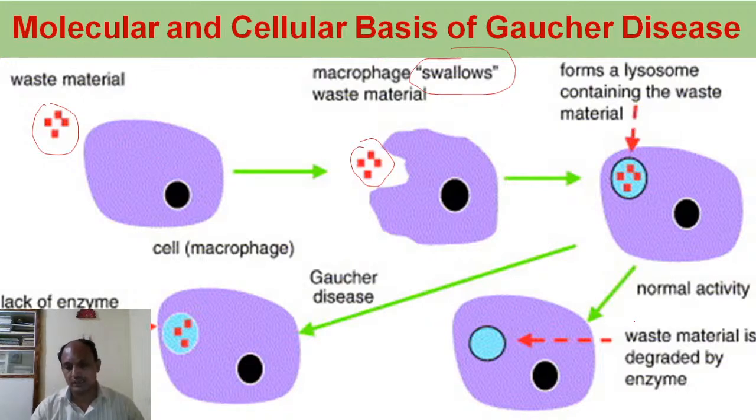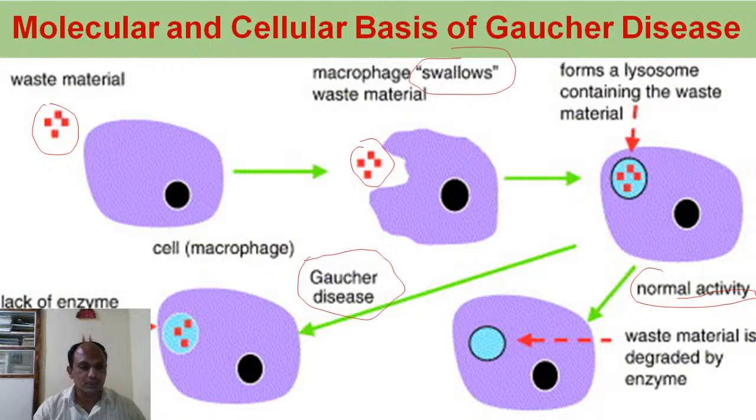Or it is recycled in case of normal activity here. But if that particular individual is suffering from Gaucher disease, that means there is a lack of that particular enzyme, and that's why it leads to the accumulation of that waste material inside the lysosomes here.